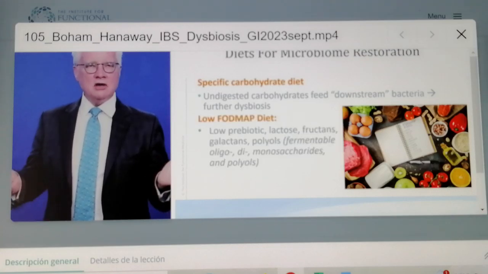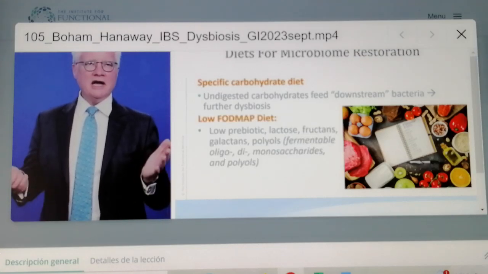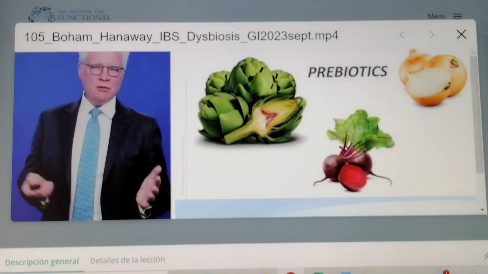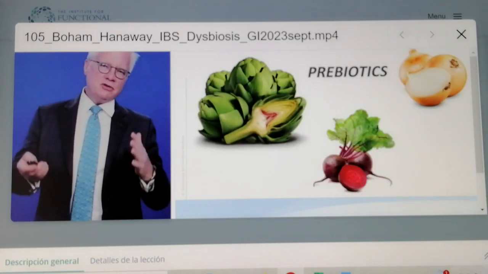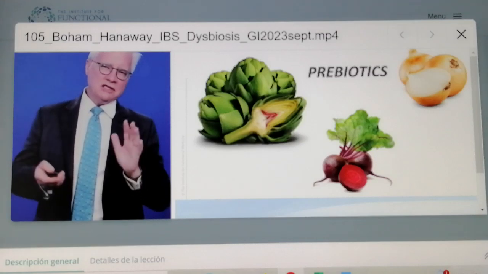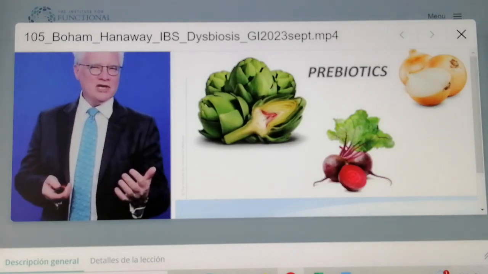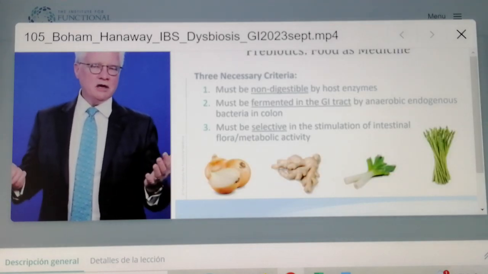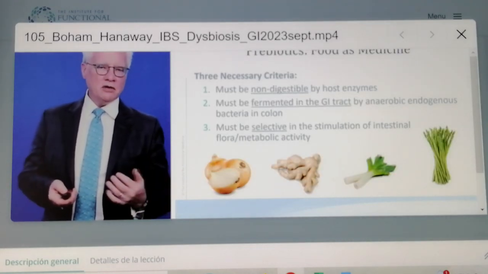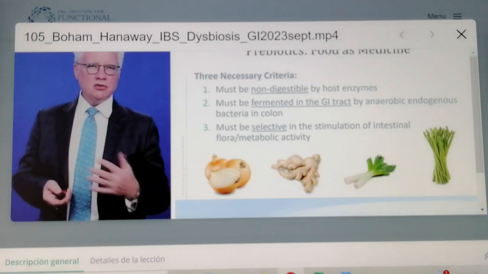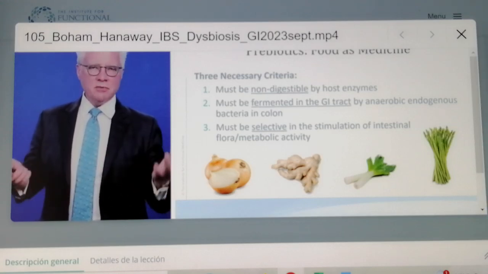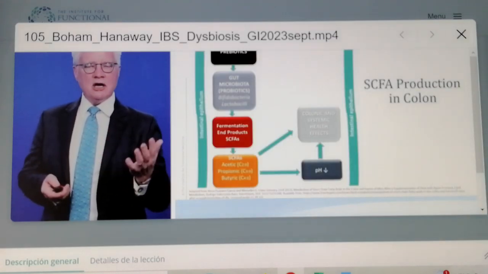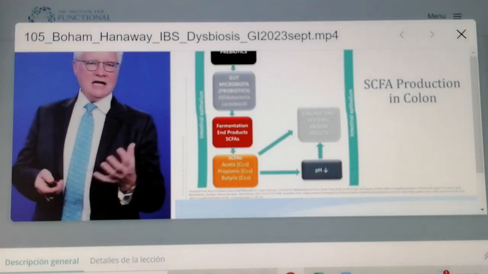We heard Dr. Lipsky talk about the specific carbohydrate diet before. We've talked about the low FODMAP diet, and we'll hear a little bit more about that tomorrow. But those are diets that are just working to decrease specific agents that someone might have some reactivity to. But ultimately, what we want to do is let food be our medicine, and the prebiotics, whether they're Jerusalem artichokes or ginger or scallions or asparagus or onions, all of these are specific foods that are acting as prebiotics.